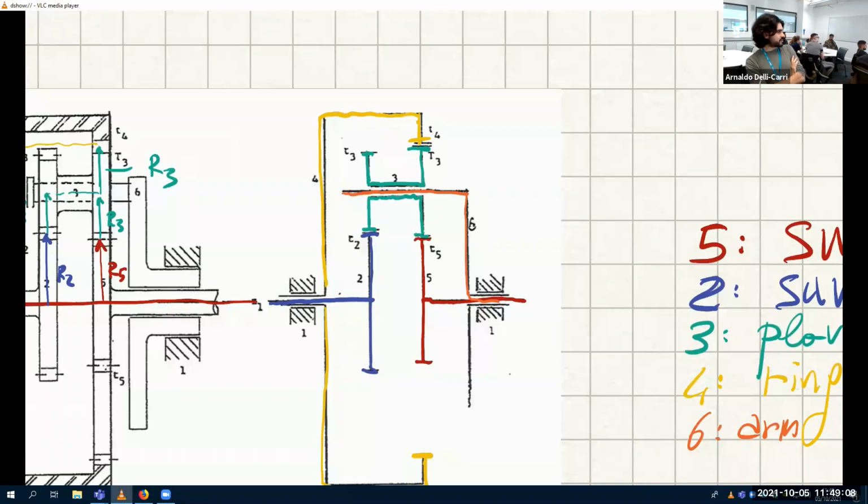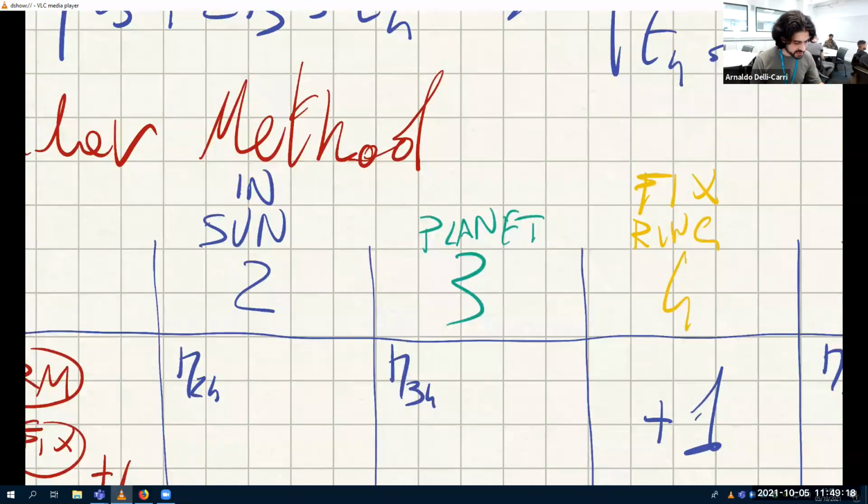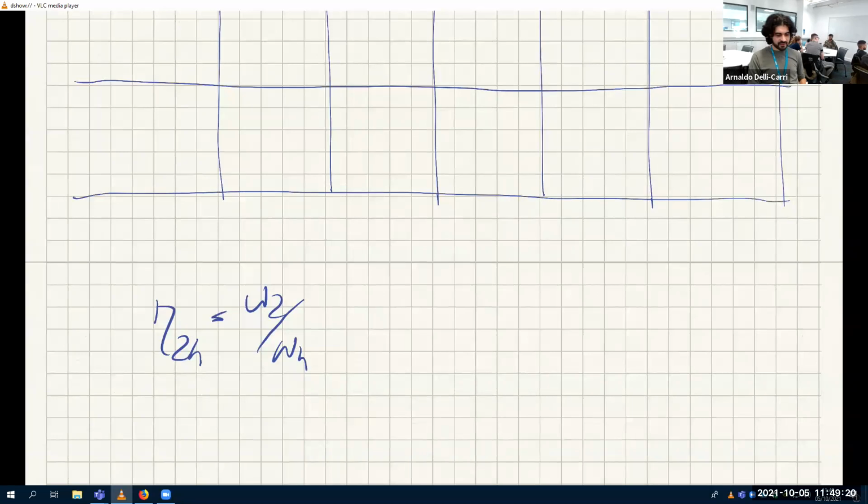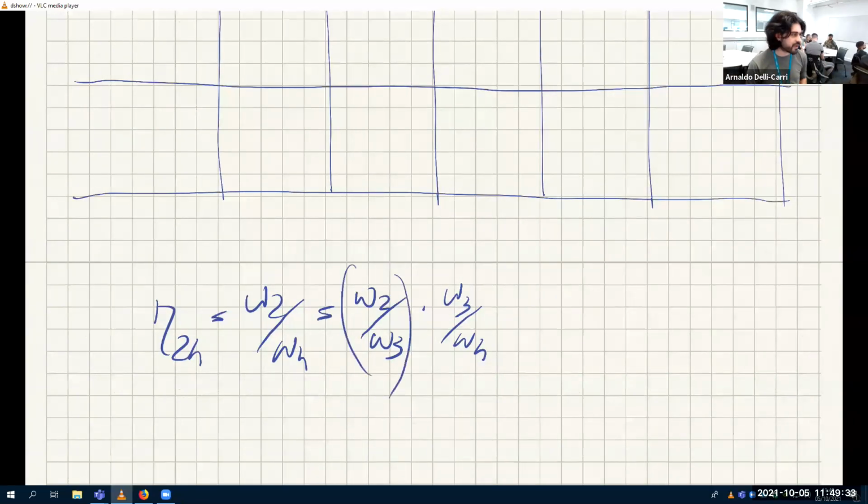But if you follow the kinematic chain, they mesh via 3. They mesh through 3. That means I can't say anything about this directly, but I can always say that this is omega 2 divided by omega 3 times omega 3 divided by omega 4. Do you agree it's the same thing? Just multiplied and divided by omega 3. But now these two are meshing, and these two are meshing.